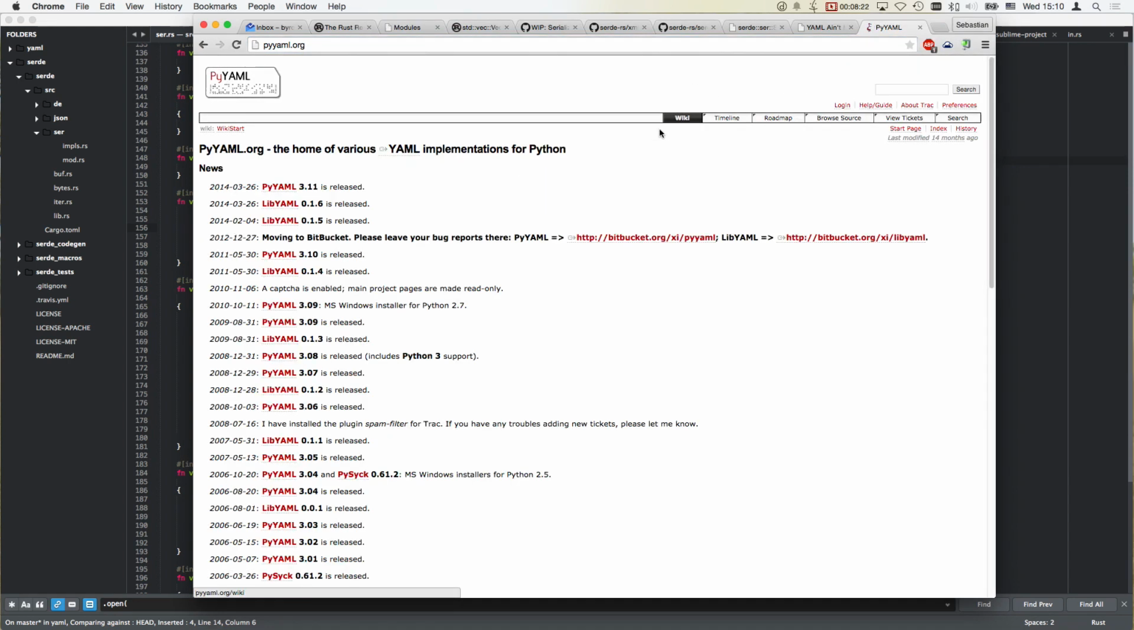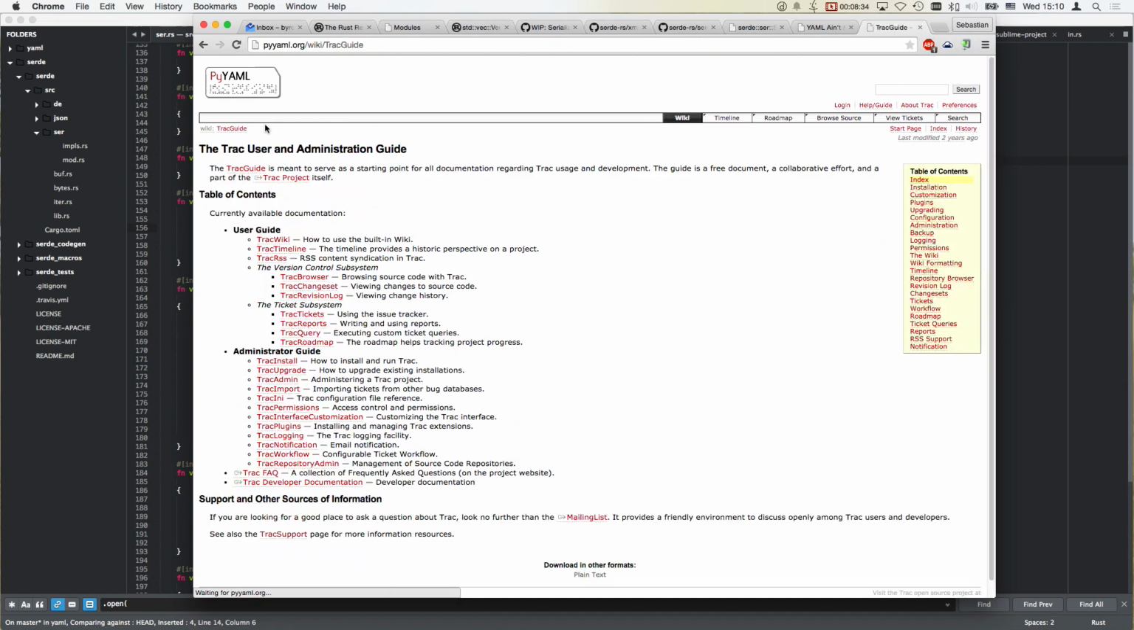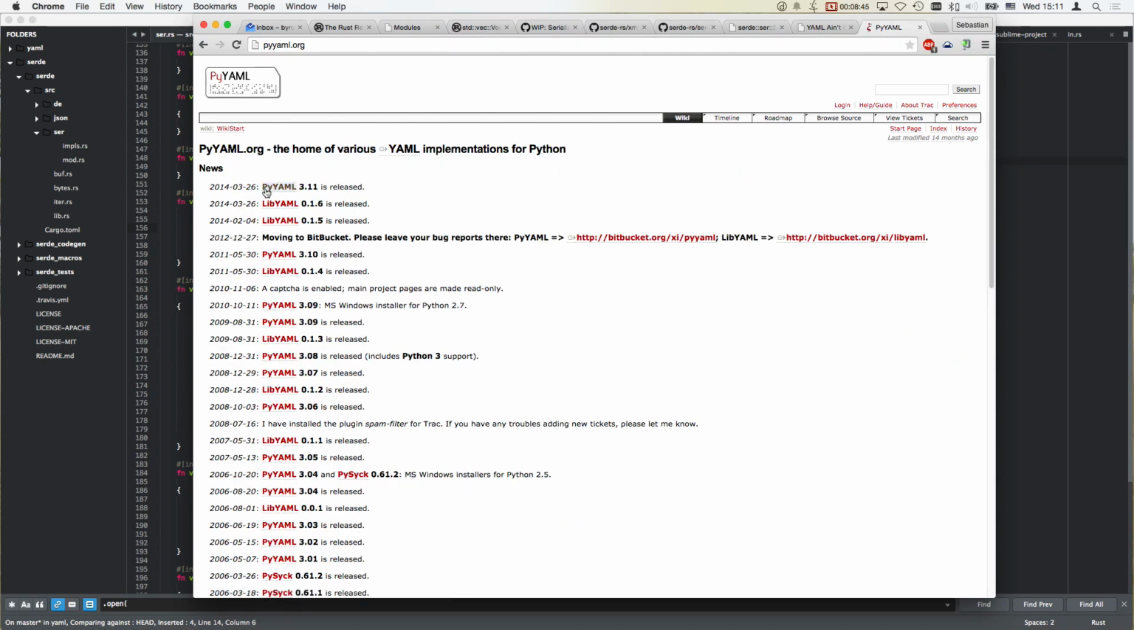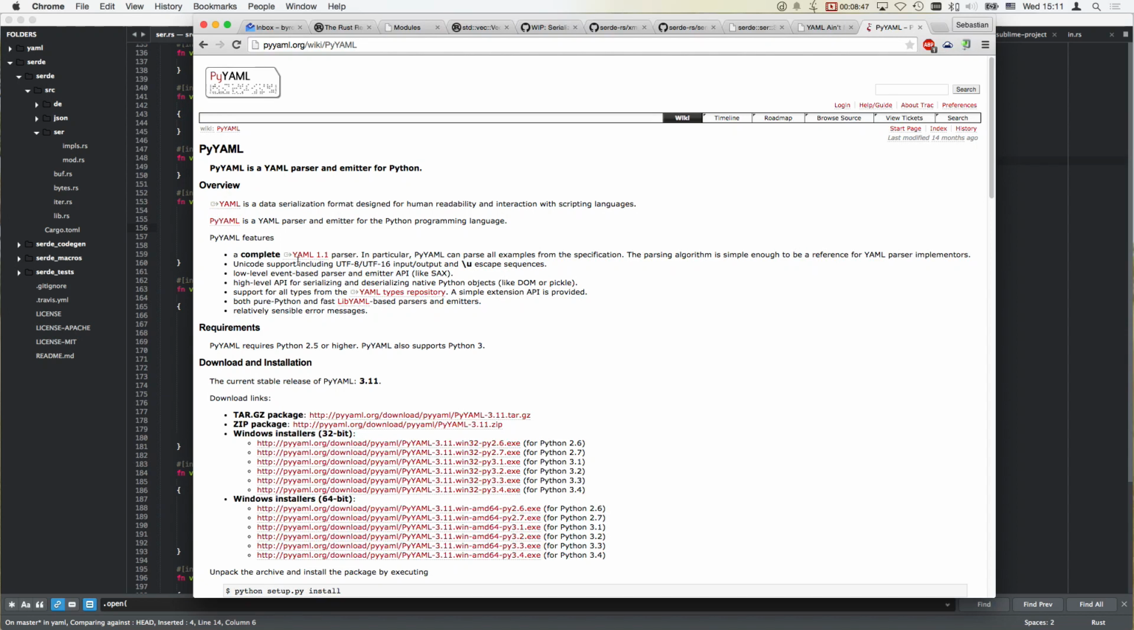PyYAML.org. Show me what you can do. I could probably look it up in code as well. Where is the help and guide? That's all the track related stuff, huh? Okay, it's YAML 1.1 only. Interesting. Well, it's good enough for me. Right now I don't even support YAML 0 after all.